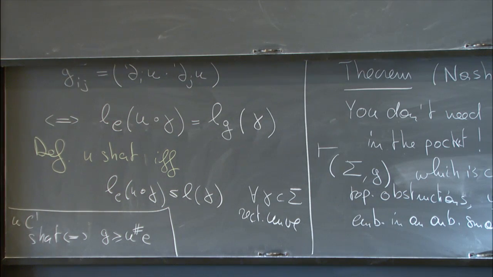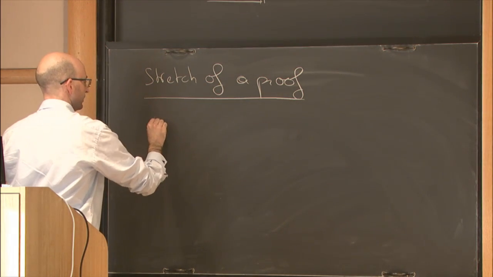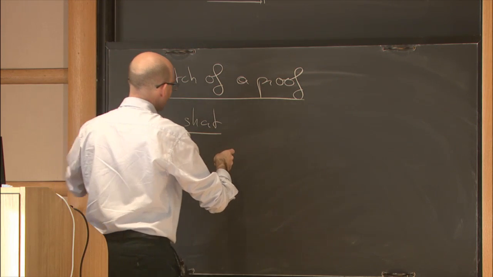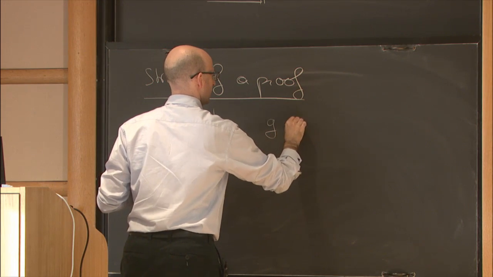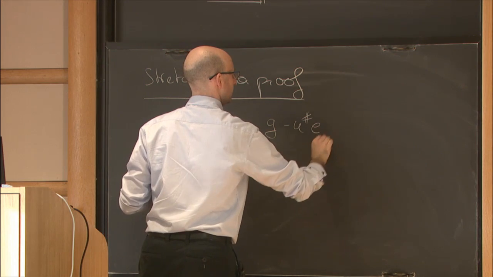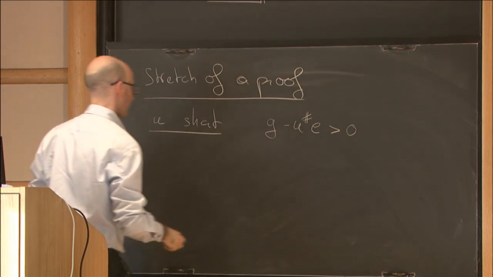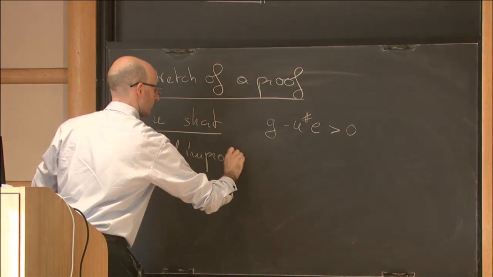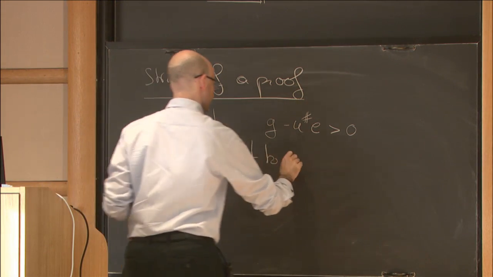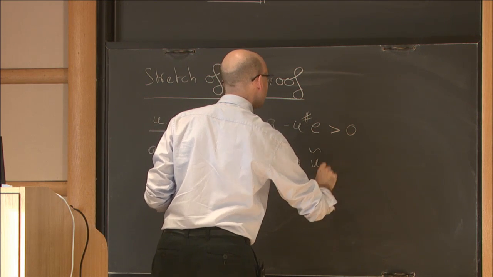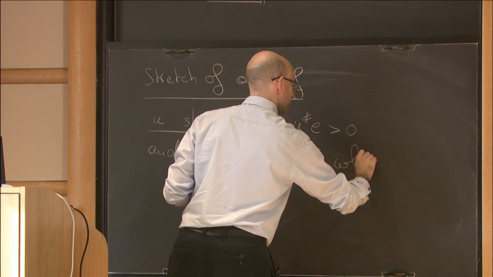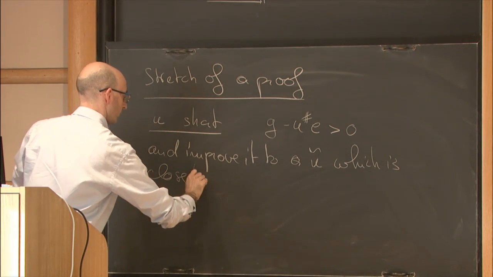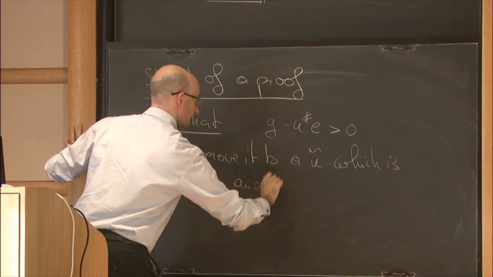So the essential problem is to start with u short, and let me put strictly short. Let me just assume that g minus u-sharp e is strictly bigger than 0, and improve it to a u tilde, which is close uniformly to u and less short.